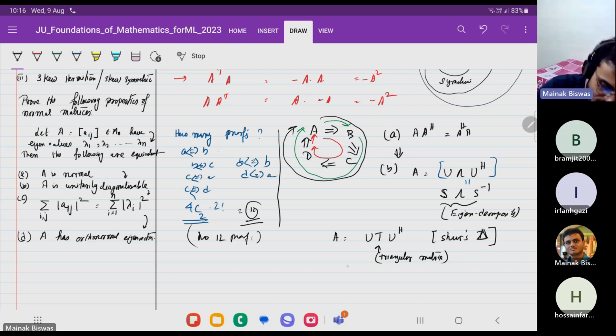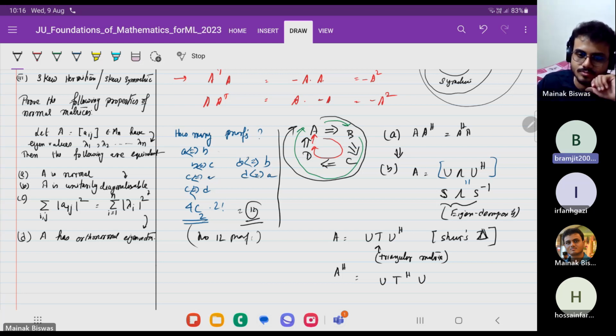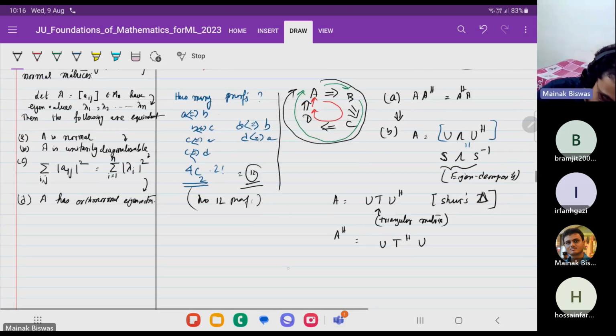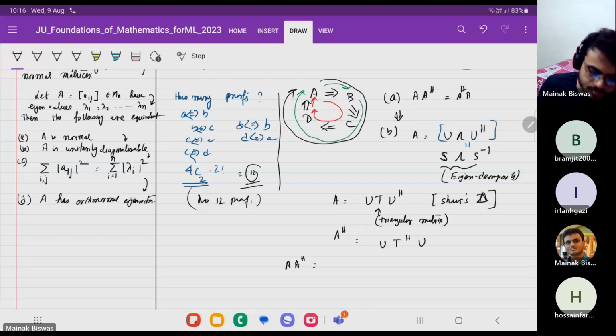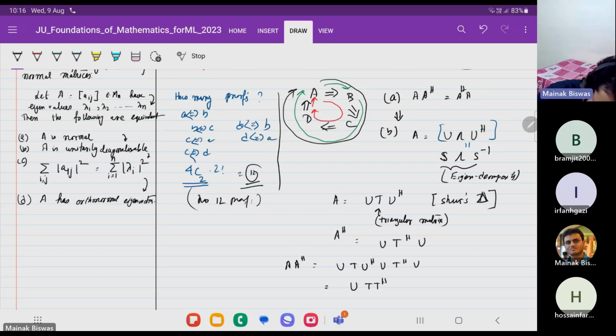Right? So what will be A Hermitian? This will be U T Hermitian U. Yes or no? Yes. So what is A A Hermitian? A Hermitian is U T Hermitian U Hermitian U T Hermitian U, right? It's equal to U T T Hermitian U, right? Yes or no? Right?